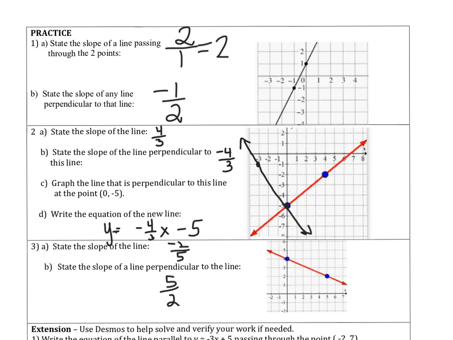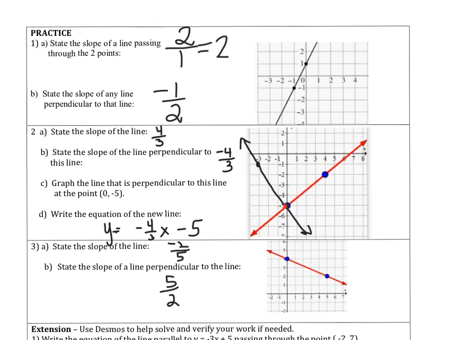All right, I'm just going to go through it really quick. You started at this point right here, and then you're going to count up 1, 2 spaces and to the right 1. So that's 2 over 1, which would simplify to 2. Notice you're going uphill. When it looks like you're going uphill, your slope is positive. So the perpendicular line, you're going to flip it, and since it's positive, you're going to make it negative. So you get -1/2.